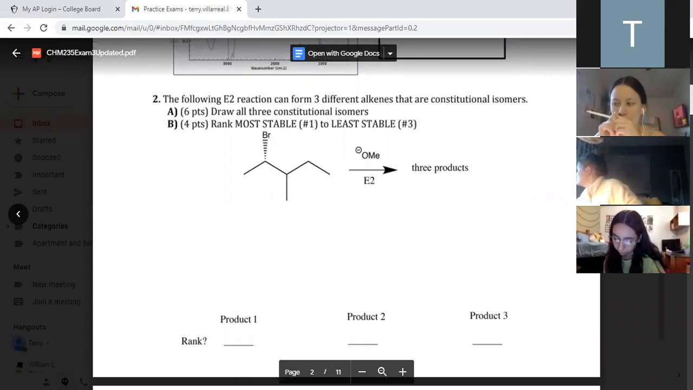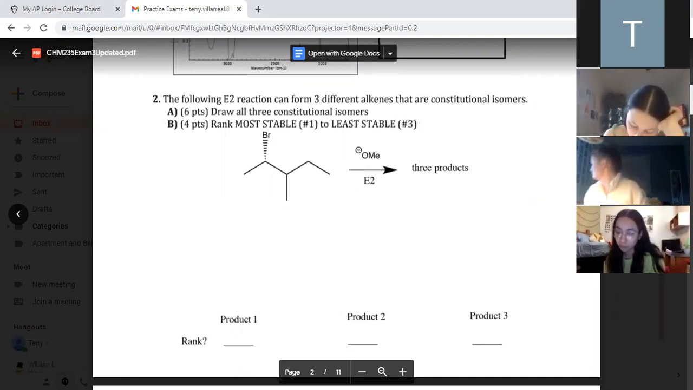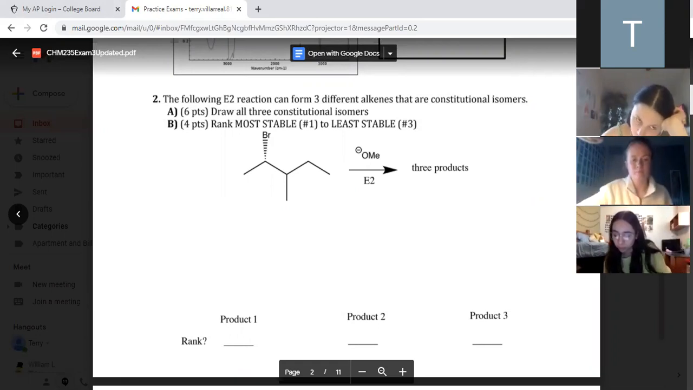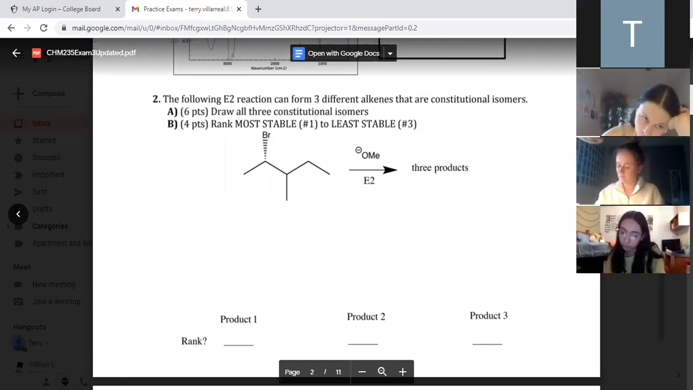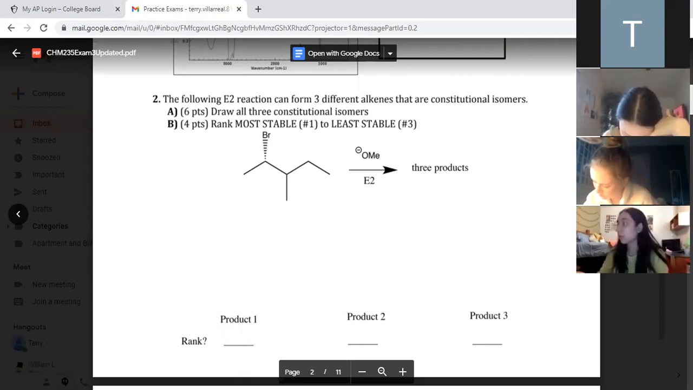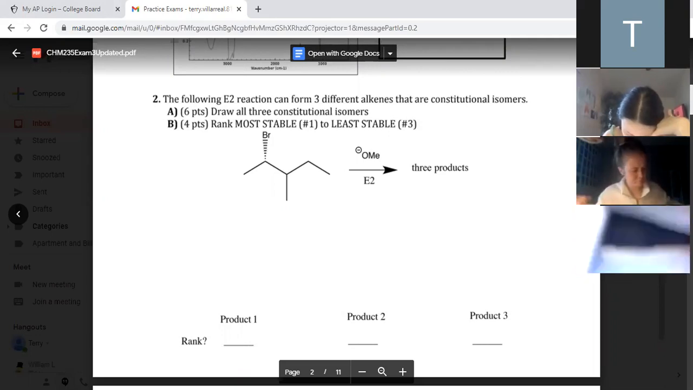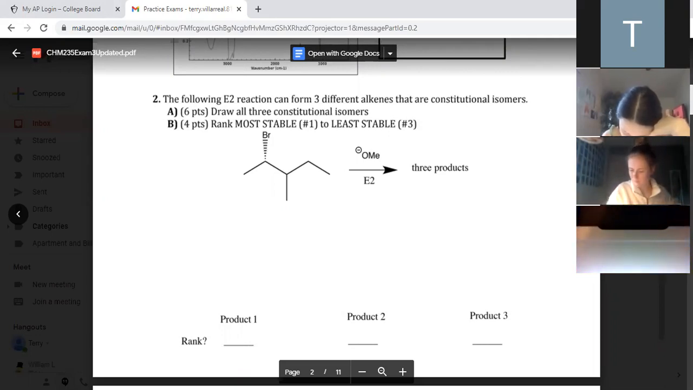The following E2 reaction can form 3 different alkenes that are constitutional isomers. What's a constitutional isomer first? Different connectivity. Mm-hmm. Same chemical formula, just different connectivity. All right, so draw all 3 constitutional isomers and rank them from most stable to least stable. I'll give you guys a 30-second head start, and then I'll start filling them in.